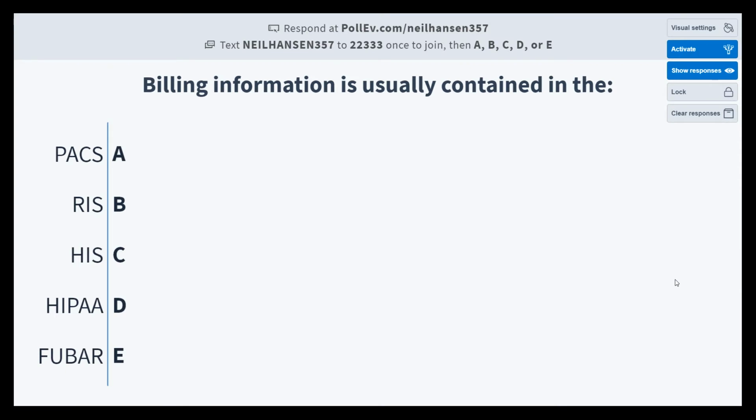All right, billing information is usually contained where? So where in all of this is billing information contained? You can pause now if you need more time.